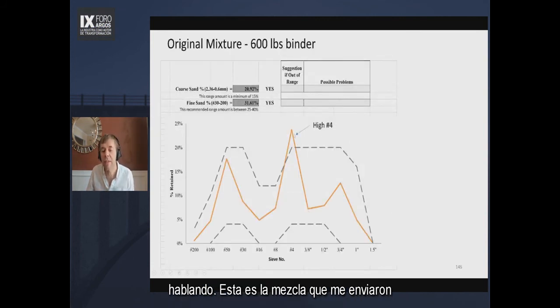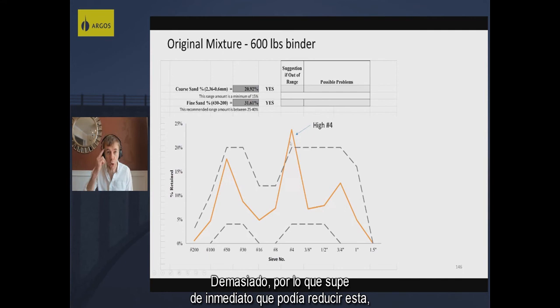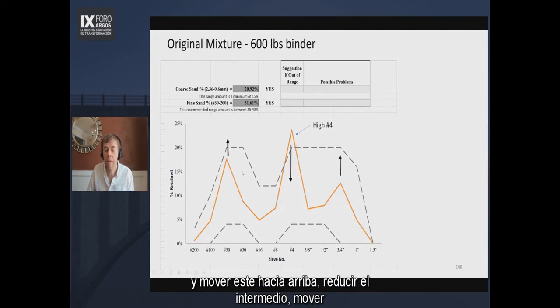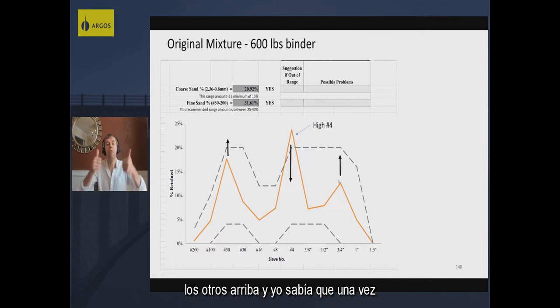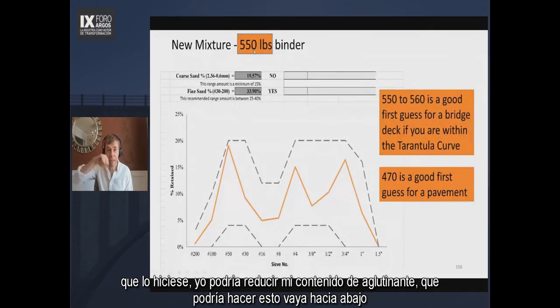This is the mixture that they sent me. And it has too much on the number 4 sieve. It was too much. And so I knew immediately that I could reduce this down. How do you fix this? I could reduce this down and move these up. Reduce the intermediate, move the other ones up. And then I knew that once I did, I could reduce my binder content. I could make this go down.